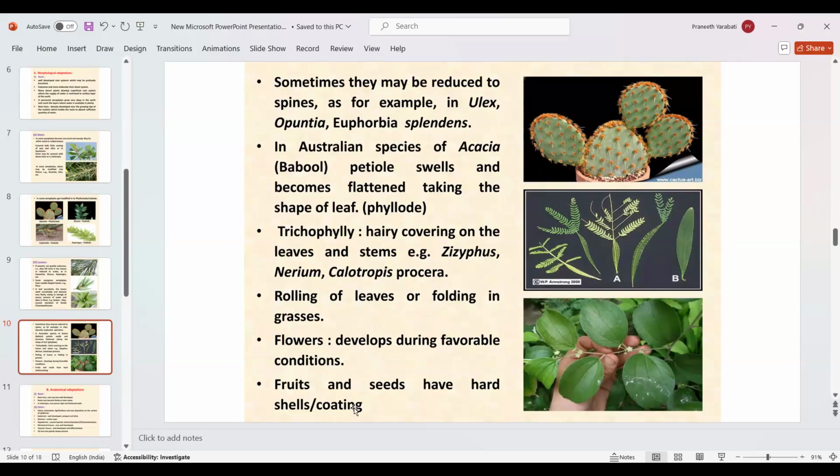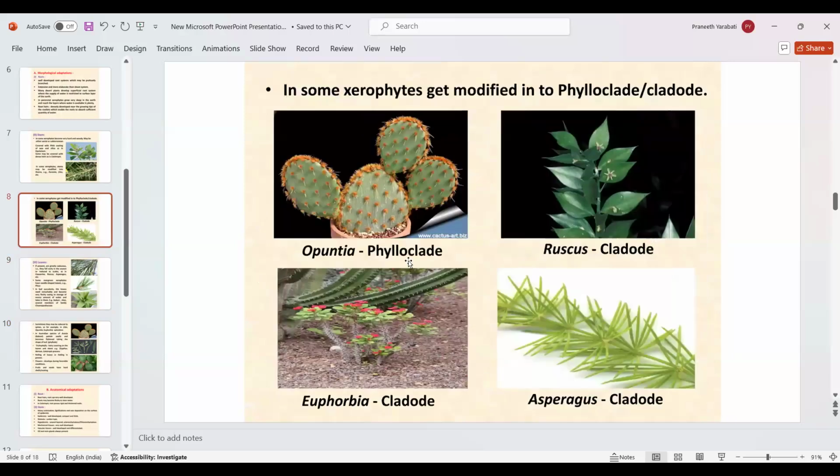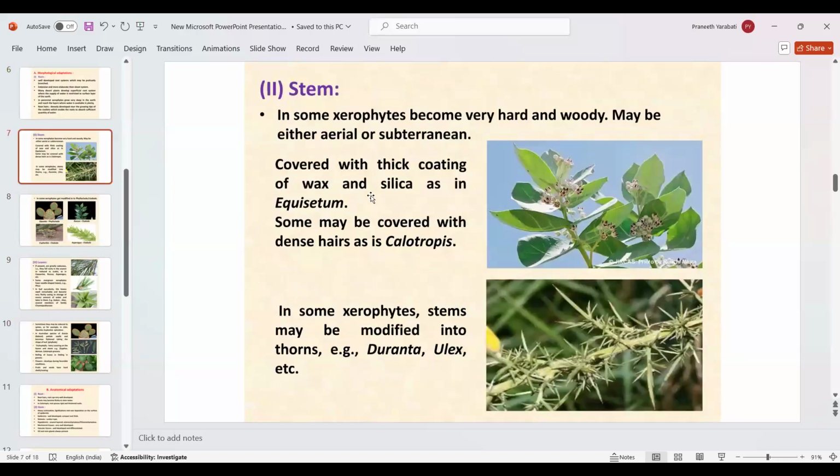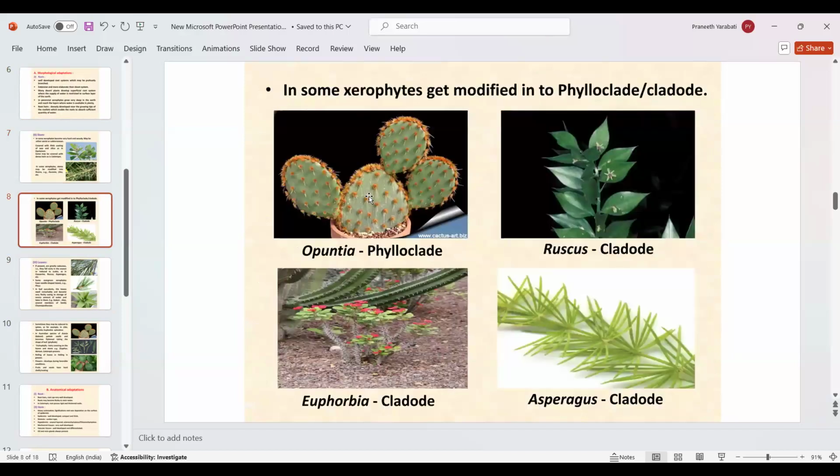Flowers develop during favorable conditions only, and fruits and seeds have hard shells and coating. These are the morphological adaptations of xerophytes. They have a well-developed root system with root hairs. In some xerophytes the stem may be hard and woody, covered with wax or silica. In some it is modified into thorns, in some into leaf-like structures, and in some into needle-like structures. So here the stem is modified.